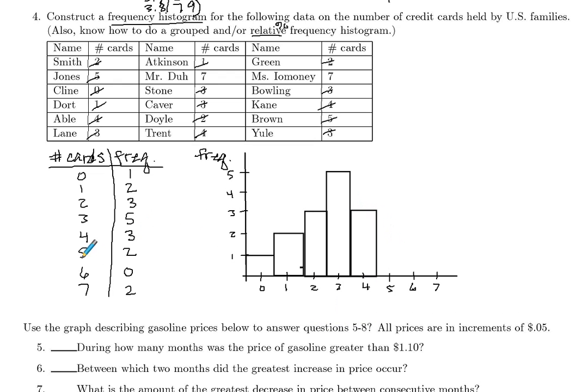And then 5 cards, frequency of 2. So we are doing a bar of height 2 again. About like that. And then 6, there's no bar. Frequency 0. And then 7, we've got frequency of 2, so height 2 again. It's about right in there.